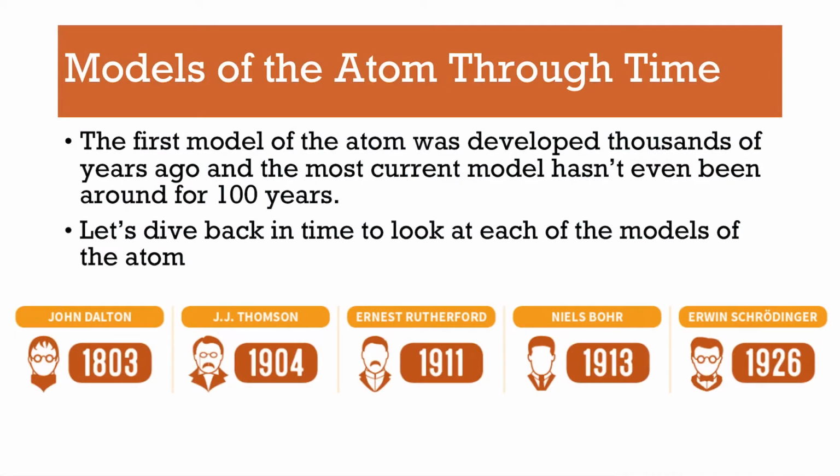Okay. So as you probably guessed, the model of an atom has changed pretty drastically over these 6 models that we're going to talk about today. And the first model was developed thousands and thousands of years ago. And the model that we use today hasn't even been around for 100 years. So it kind of puts things into perspective a little bit. Let's dive back in time and look into the different models of the atom.